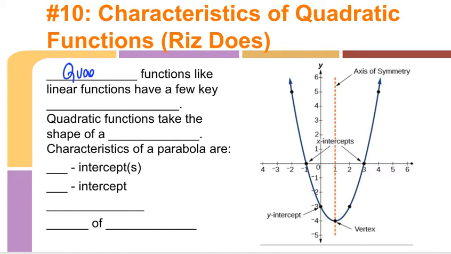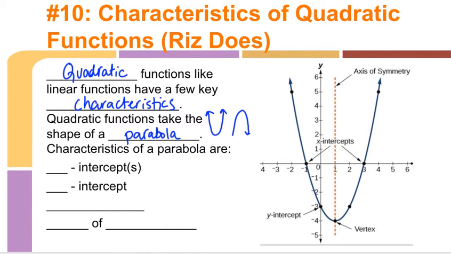Quadratic functions, like linear functions, have a few key characteristics, basically things that make them quadratic functions. Quadratic functions take the shape of a parabola. That's probably one of the most important things about quadratic functions, meaning that they either make this type of U-shape or a U-shape that's facing down. In a future math class, you might learn about quadratic functions that are going to the left and to the right, but we're not going to worry about those during Algebra 1.